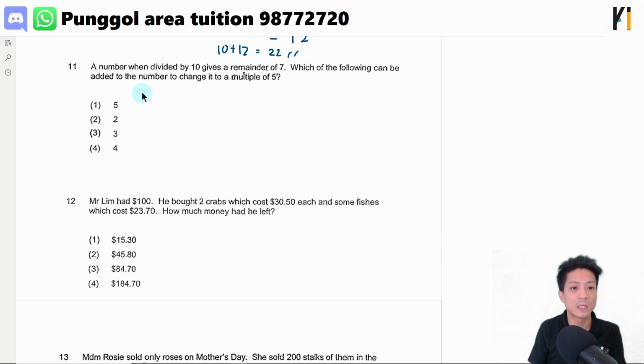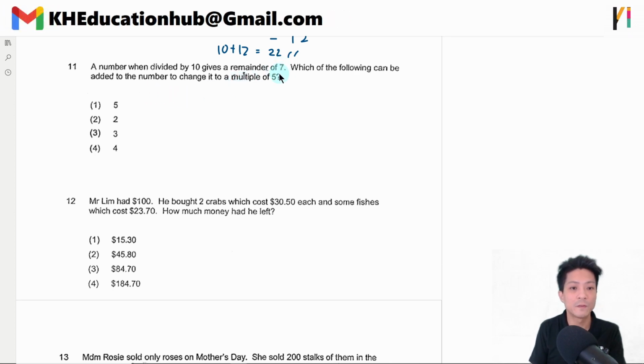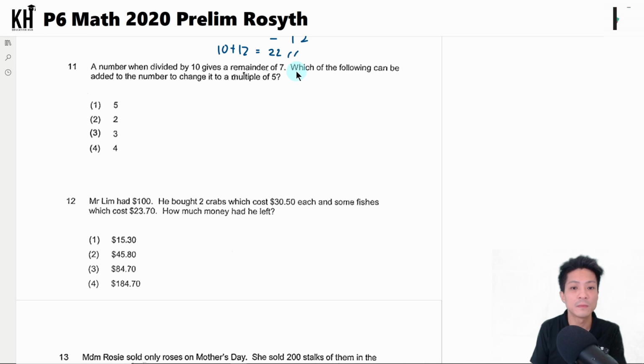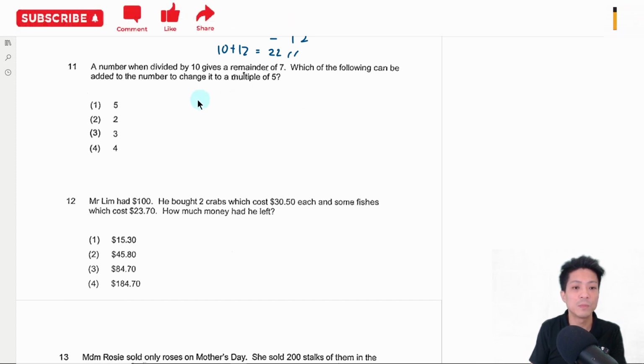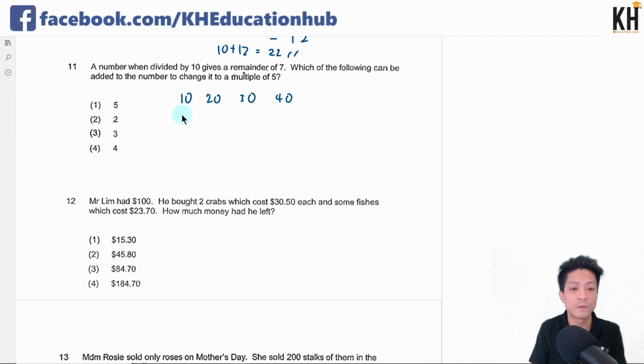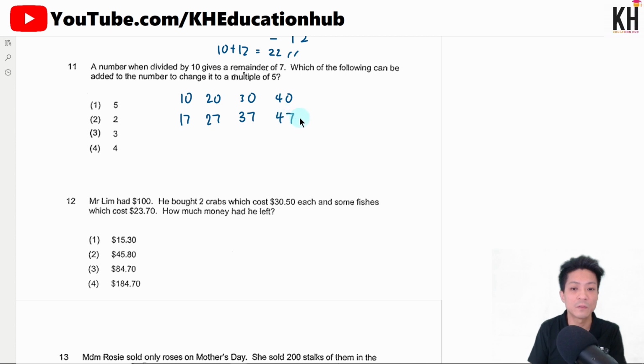Question 11. A number when divided by 10 gives a remainder of 7. Which of the following can be added to the number to change it to a multiple of 5? So a number when divided by 10 gives a remainder of 7, which means that the number should be a multiple of 10, like 30, 40, and so on, with 7 added to it, so it'd be like 17, 27, 37, 47, and so on.